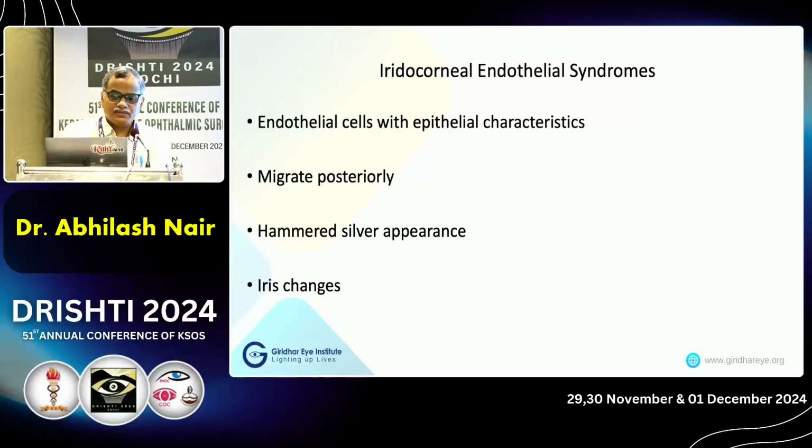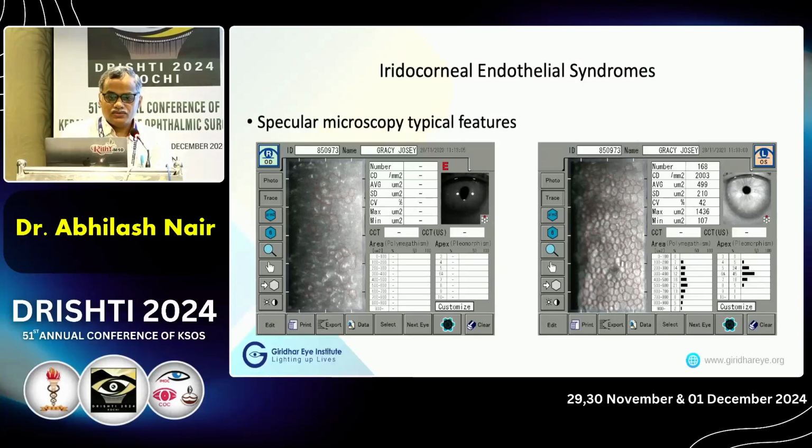Now the characteristic appearance is of a hammered silver appearance of the endothelium, and this is very pathognomonic and has to be looked for. So this is a specular microscopy feature. You can see the left eye is normal, typical hexagonal monosheet of endothelial cells, while in the other eye you can see the cells are ill distinct, they have lost their shape, and you can't really count the cells.